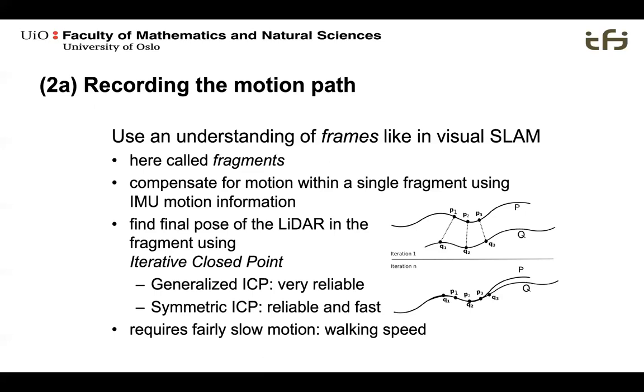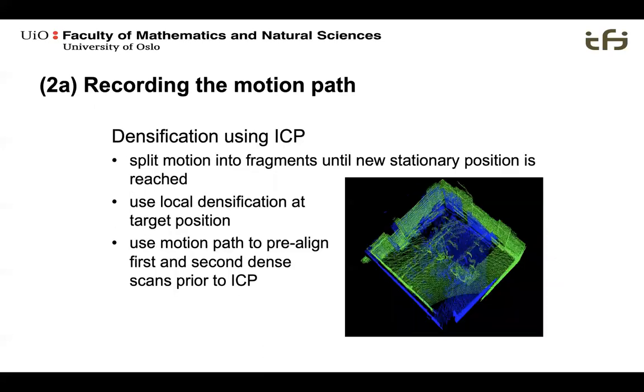This requires fairly slow motion, but walking speed is still okay. Now, having decided what the motion was between the original position and the dense local scan that we did there, towards the second position where we did another dense local scan, we know that we have a motion path that is pretty reliable, and we can use it as a prior in order to achieve a fairly good overlap between the original and the second dense local scans. And we see an example of that in this little image.